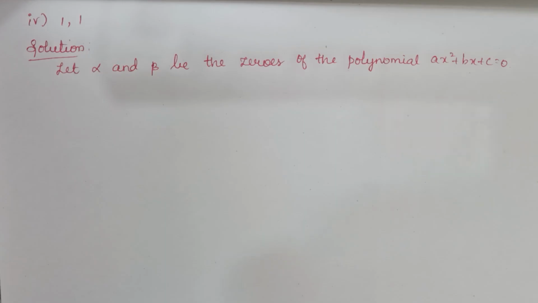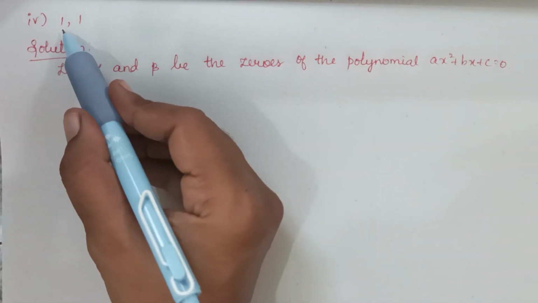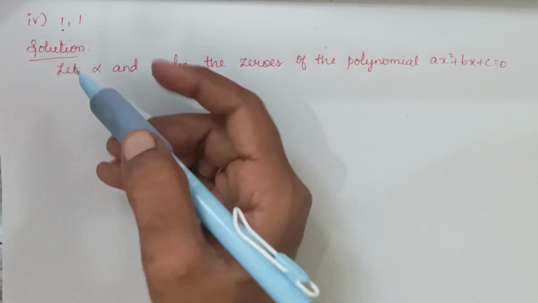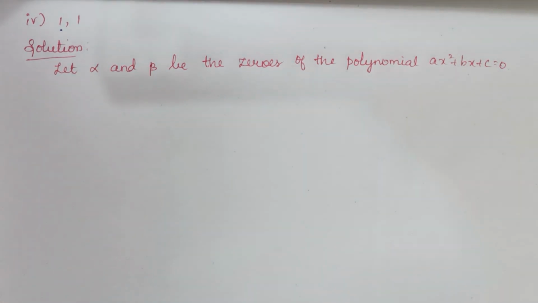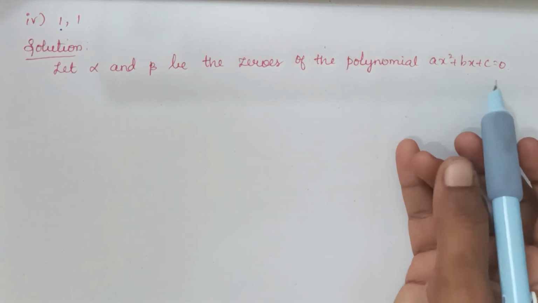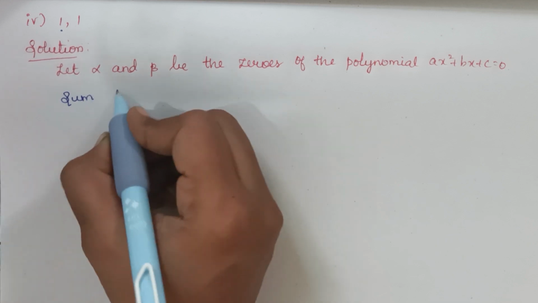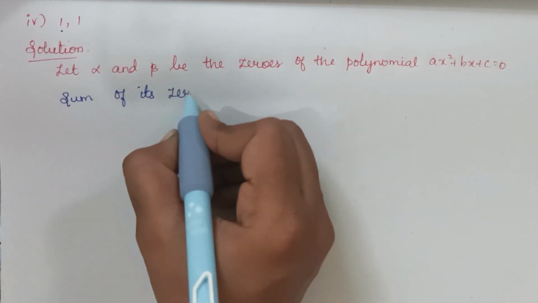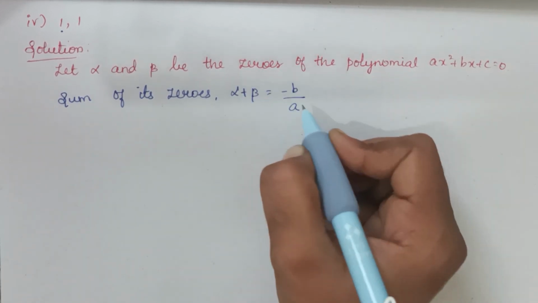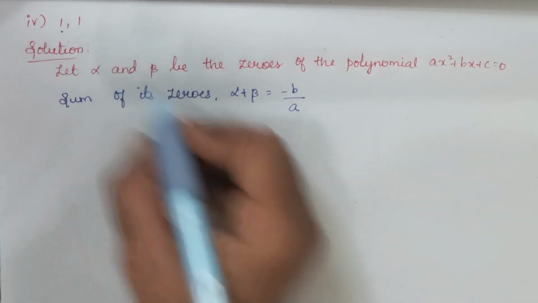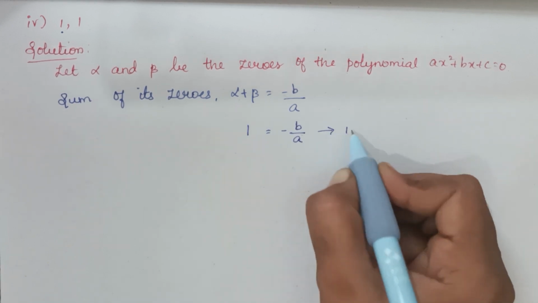Okay. So the next, fourth sum: 1 comma 1, that is the sum of zeros is 1 and the product of zeros is also 1. Let alpha and beta be the zeros of the polynomial ax square plus bx plus c equal to 0. Now sum of its zeros, that is alpha plus beta is equal to minus b by a. We know the value of alpha plus beta, that is 1, equal to minus b by a. We consider this equation as 1.